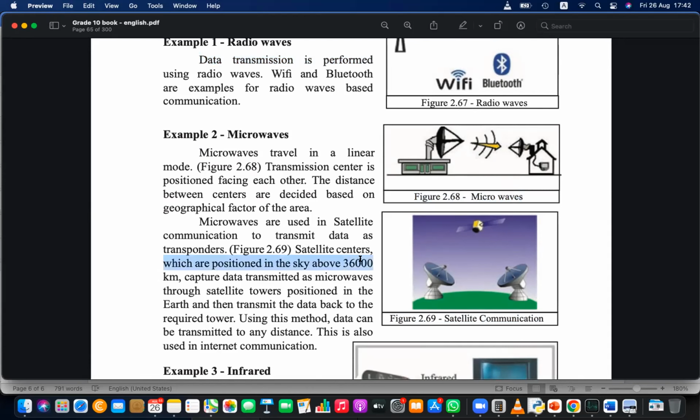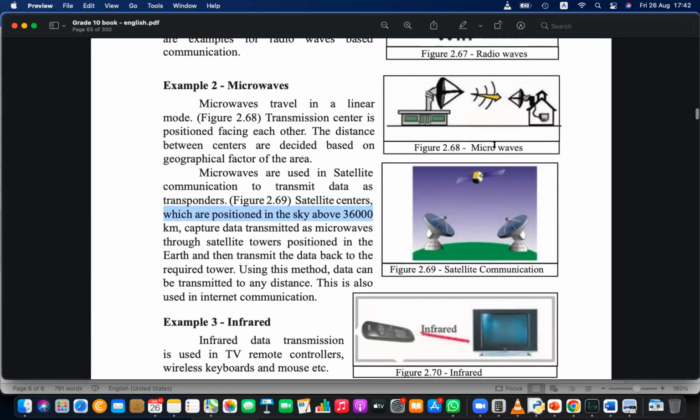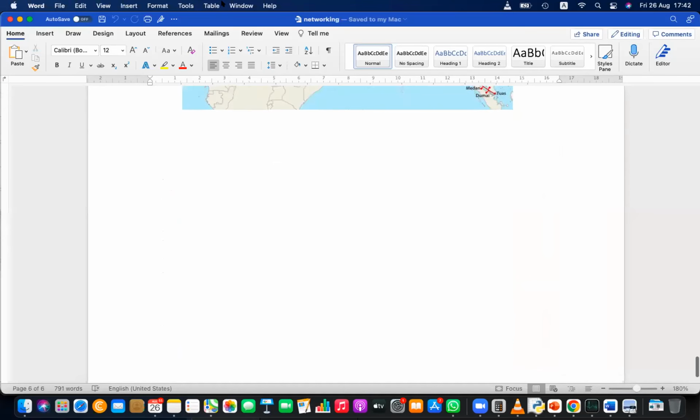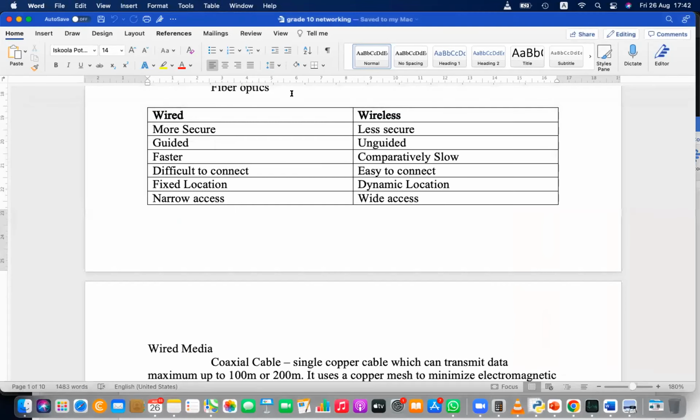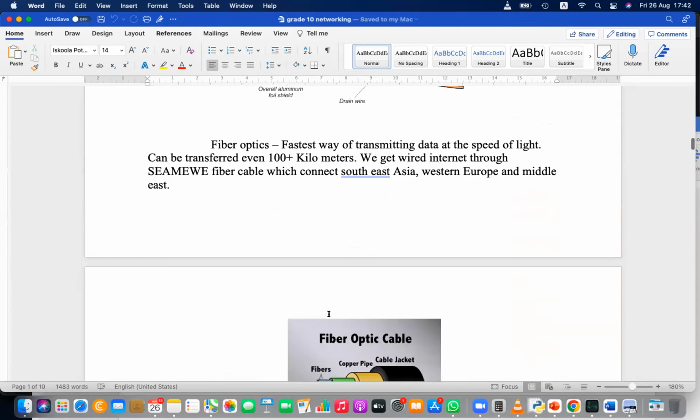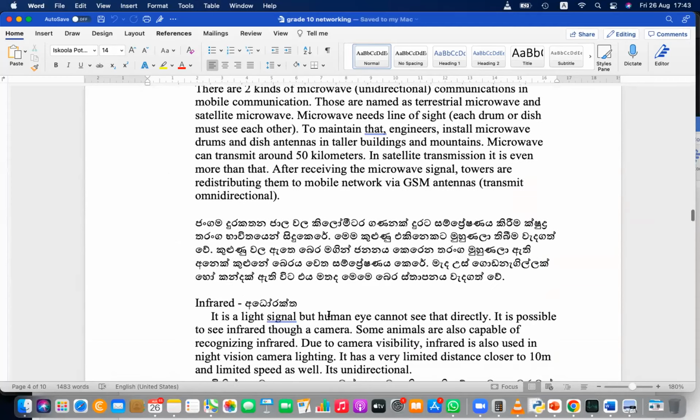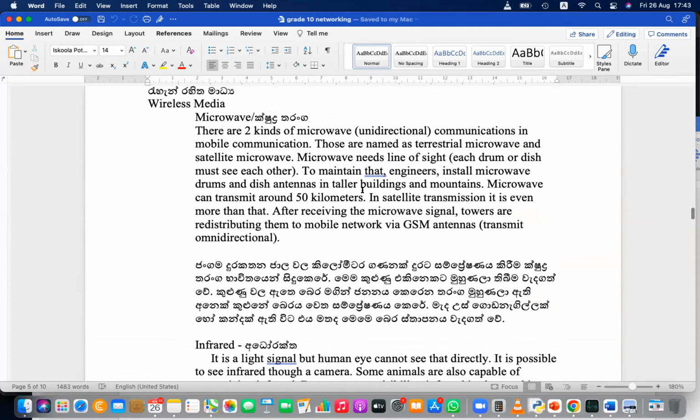How many kilometers? 36,000 kilometers. See how long it can travel. It's like fiber optic, but not as fast as fiber optic, though it can travel long distances. If there are no obstacles, it can go very far. But on land, with terrestrial microwave, the main problem is obstacles, because there are buildings and various things in the way. If you climb to the top of Sigiriya rock, you can see how terrestrial microwave travels, because you can see all the towers in the line of sight.